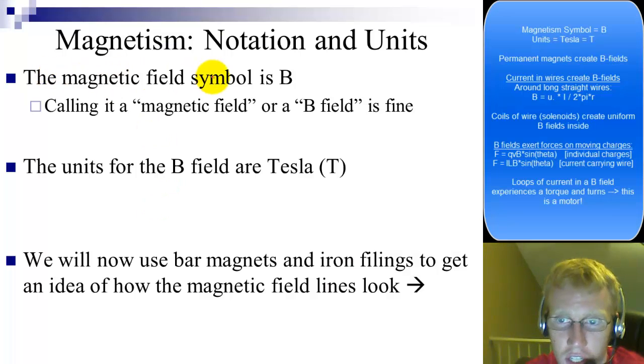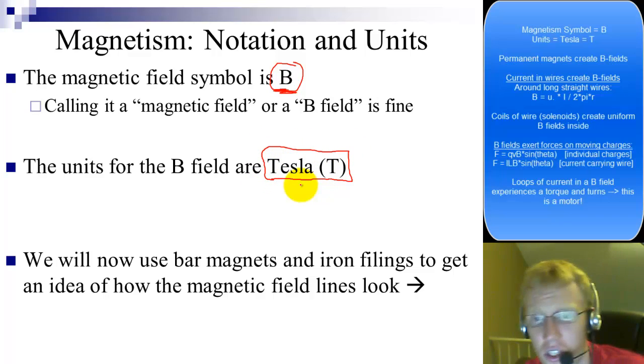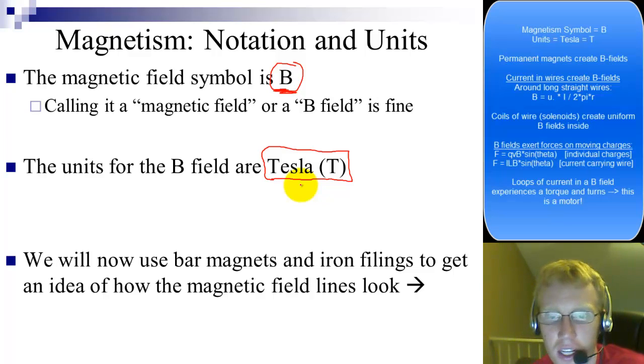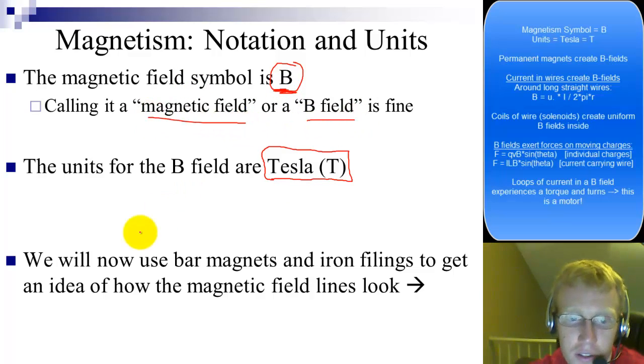Alright, so notation and units. The magnetic field is typically called the B field and is notated by the symbol B. The units are Tesla, as you saw in the previous slide. 1 Tesla is actually a super, super huge magnetic field. So most fields that are generated in laboratory settings, or Earth's magnetic field, are much smaller than 1 Tesla. So again, if I say the B field, that is the magnetic field.